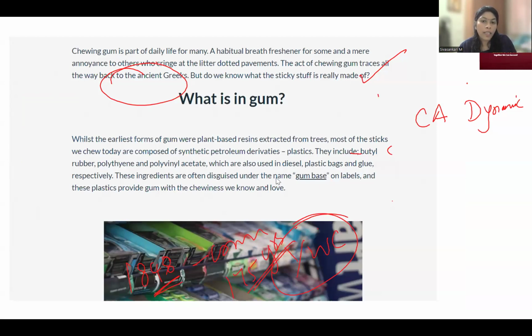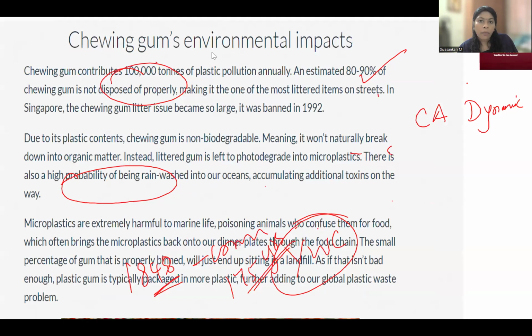These ingredients are disguised under the name gum base on labels, but these are plastics which provide the chewing nature. When you are putting it in your mouth, the chewiness is coming from this gum base. So that is mentioned in this article. Not only that, come to the next page. Chewing gum environmental impact. It contributes this many tons of plastic pollution annually. The first statement itself is saying that to us.